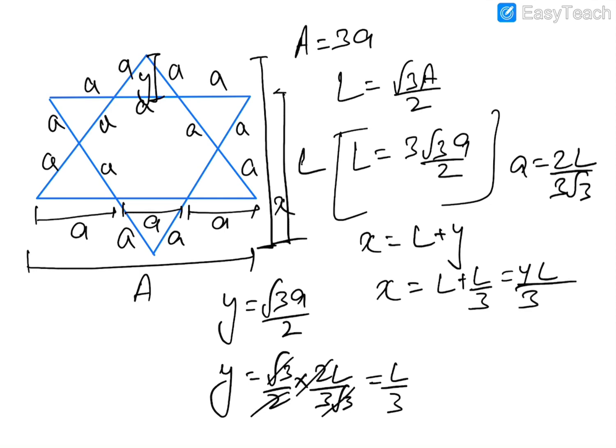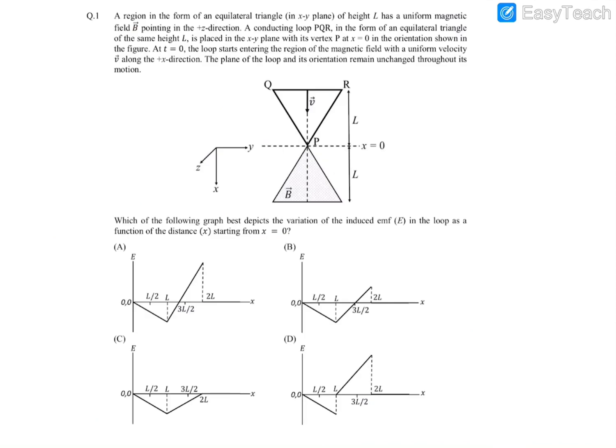Okay, so this is 4L by 3, which means that the area would be maximum when x is 4L by 3, and 4L by 3 is obviously less than 3L by 2, and therefore this EMF would be 0 at a value of x which is less than 3L by 2. So the correct option would be option A. Okay, so now we move on to the next question.